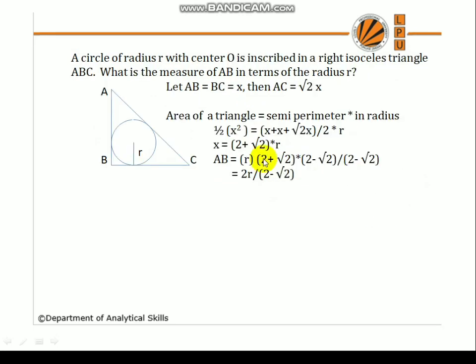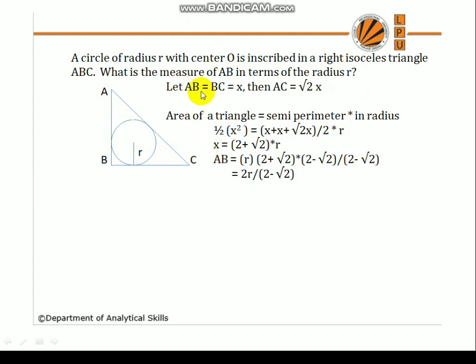Let's see the next problem. Here a circle is inscribed in a triangle. A circle of radius R with center O is inscribed in a right isosceles triangle. It's given as a right isosceles triangle, which is right angled as well as isosceles, which means AB equals BC. Now we have to calculate the measure of AB in terms of R.